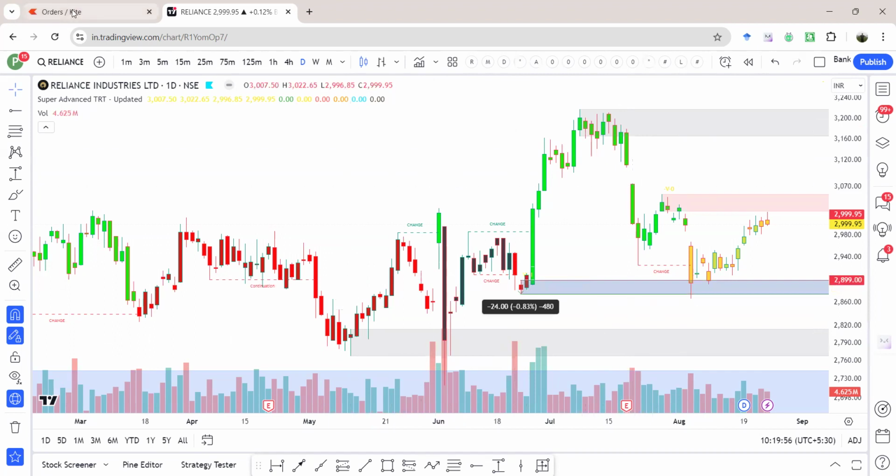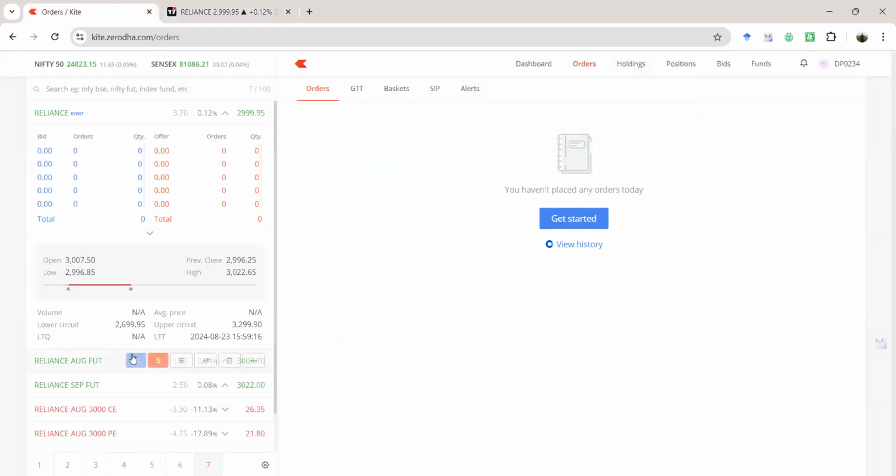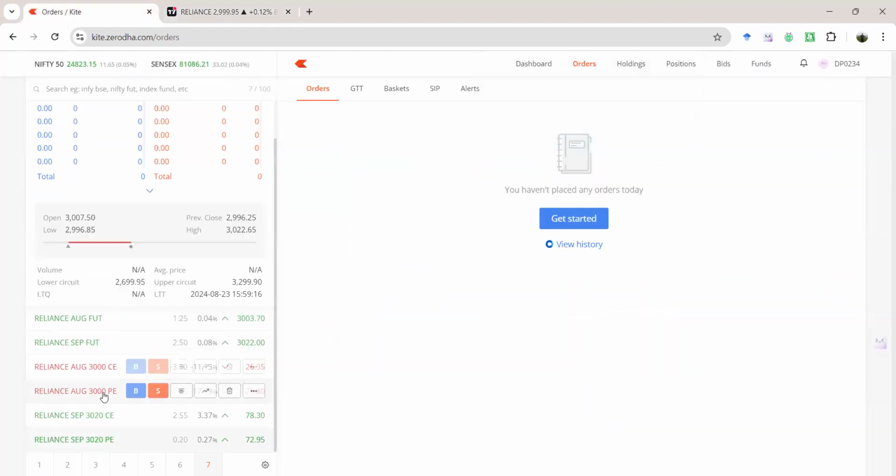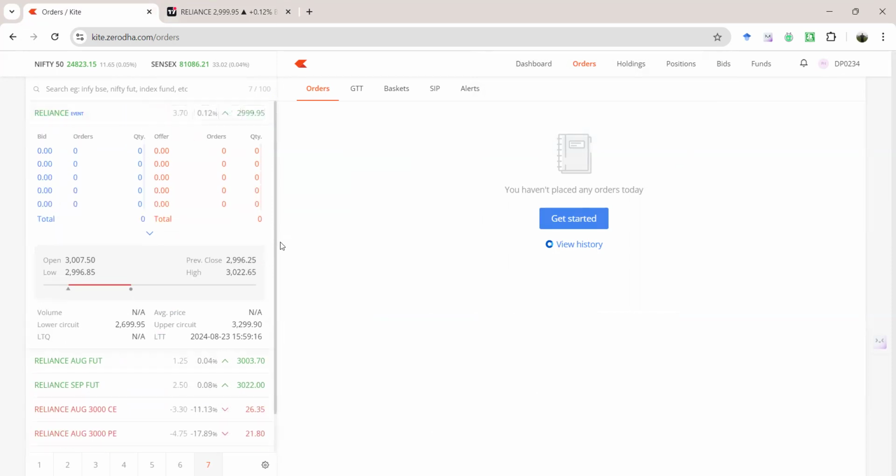So this is future. Next thing is option. Options are here, you can see 3,000 call, 3,000 put. Simply speaking, when we feel that prices are likely to go up, at that time we buy call. If we feel prices are going to fall down, at that time we buy put. These are also for hedging purposes. Suppose you have bought Reliance and you feel that markets are likely to fall and you want some hedging, then you can buy put.